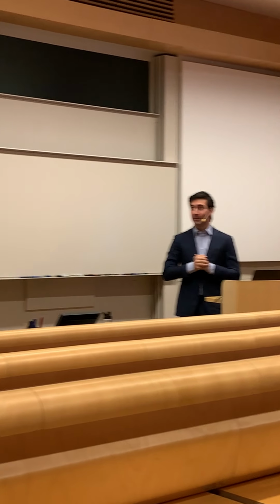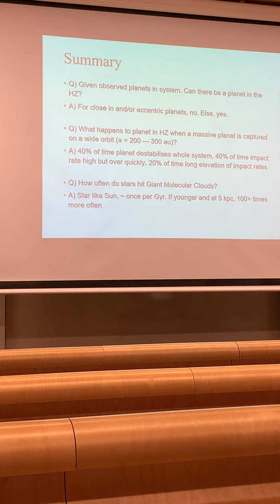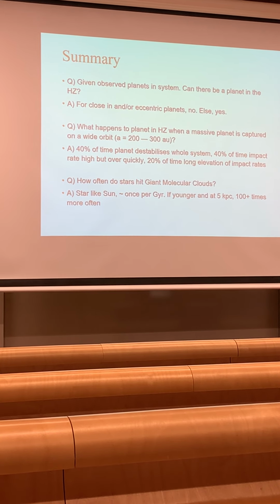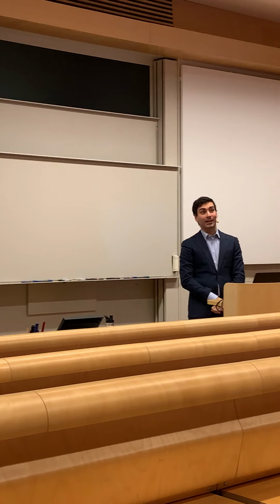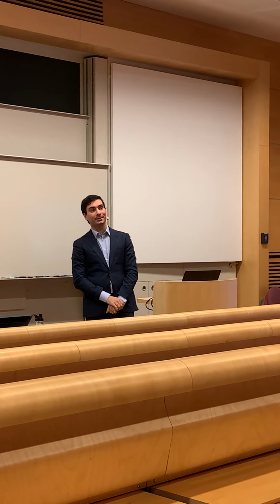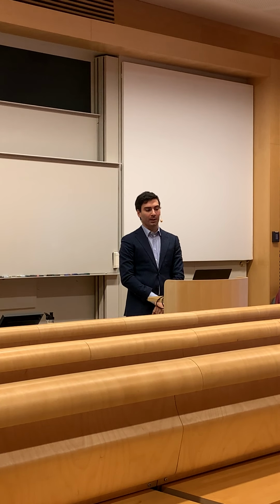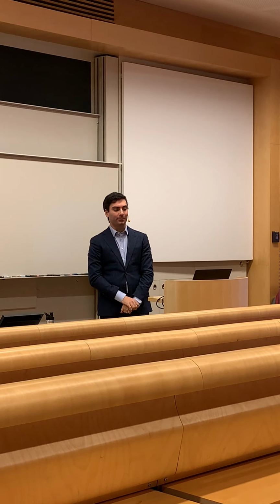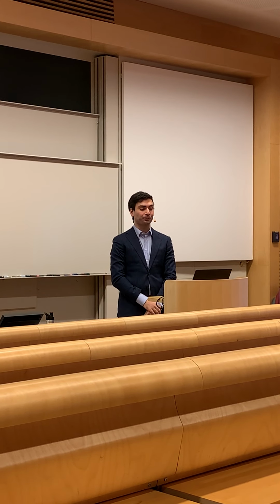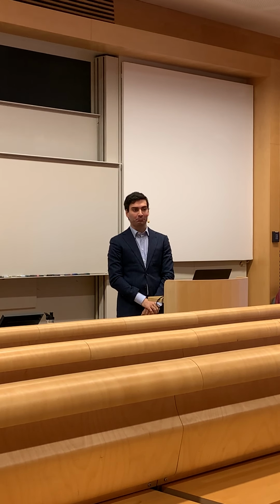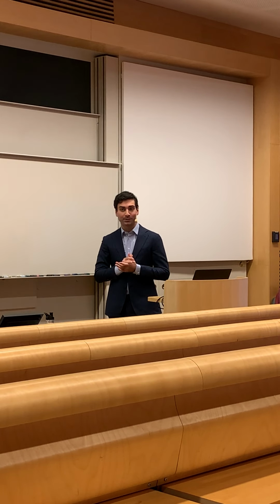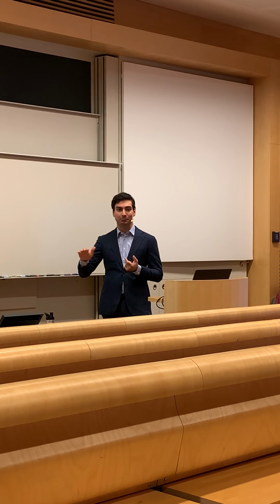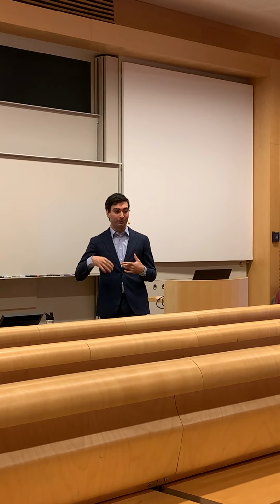So if we look at the summary and answers to the questions that I gave: given an observed planet, can there be a planet in the habitable zone? Well, for close-in and eccentric planets, no. But otherwise, yeah, most of the time it's possible. And then what happens to a planet when a massive planet is captured on a wide orbit? Well, 40% of the time this capture just messes up the whole system. 40% of the time you get a very high impact rate that passes quickly, and 20% of the time you get this slow and steady silent killer, so to speak, that just makes it very hard for life to evolve on the planet.